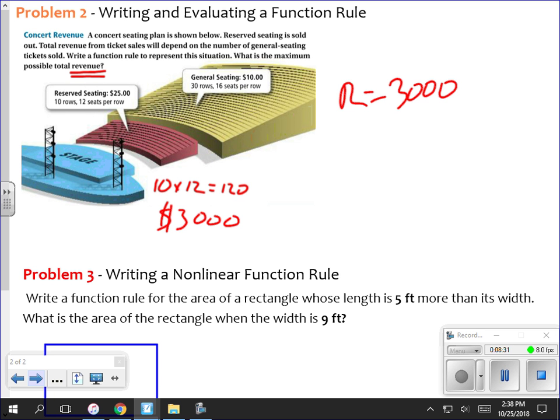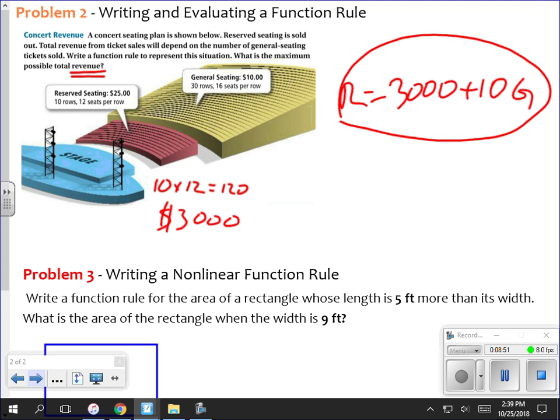So the rest of it comes from the general seating. How much is it for a general seating ticket? $10. Plus $10 for every general seat I sold. So there's my equation. That's my function rule. That's my equation.